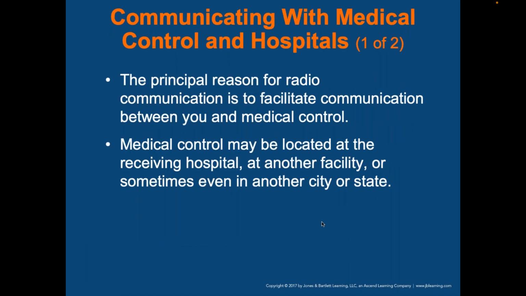So, communicating with medical control in hospitals. The principal reason for radio communication is facility communication between you and medical control. Medical control may be located at the receiving hospital, at another facility, or sometimes even another city or state. So the areas we work in, our medical control is going to be the hospital that we're transporting to. If you're working for Action Ambulance out of Massachusetts, our medical control is the Whidden Hospital. So again, it's all based upon what system you're working in and what medical control would be for you.